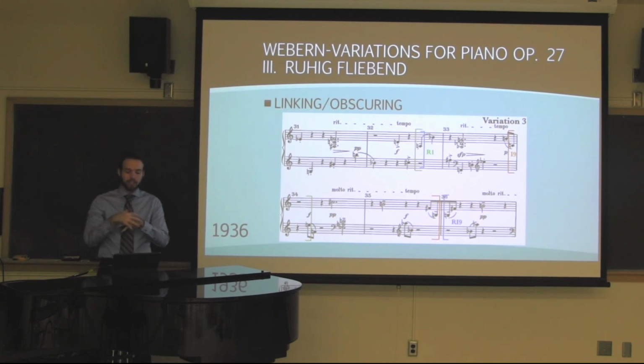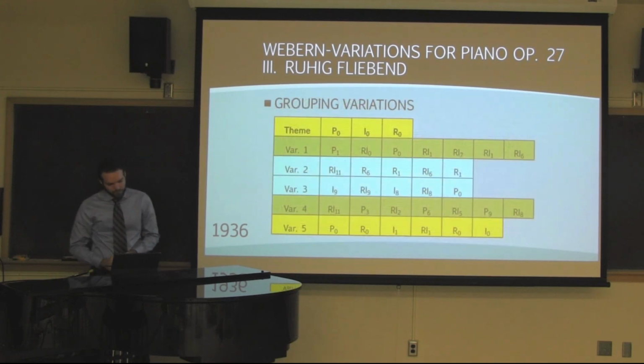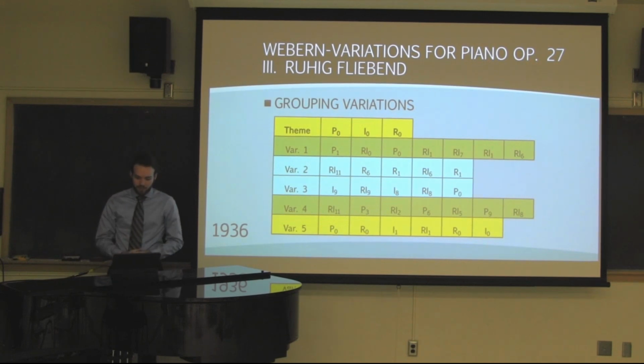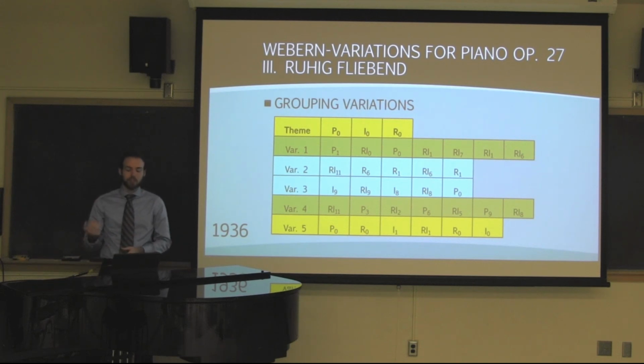So he's linking and obscuring the structure and the form of this piece, and that's something Redford does a little bit. Webern also is grouping his variations. So you can see he's grouping his variations based off of the number of rows present in each variation. So the first and fourth each have 7 rows in them, and then the second and third each have 5. The theme has 3, and the fifth actually doubles 3. So there's another connection there.